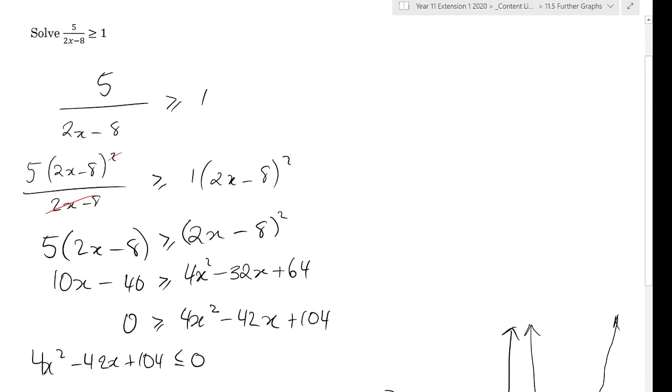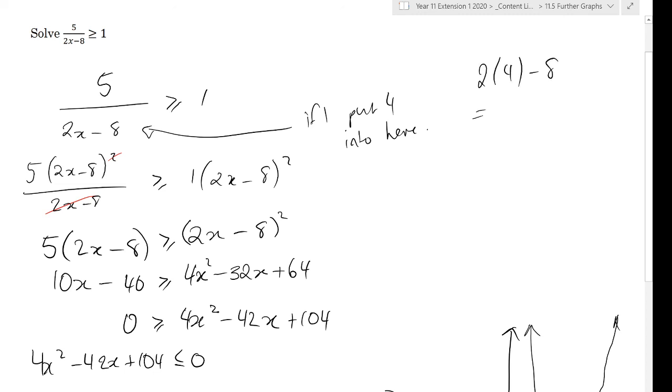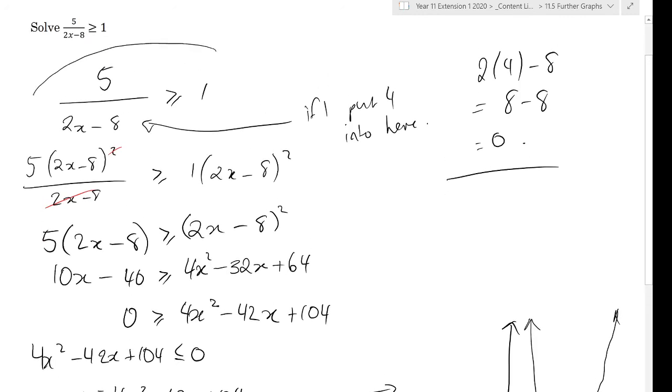If we go back up to our original function, what happens when I put 4 into here? I get 2 lots of 4 minus 8, which is 8 minus 8, which is equal to 0. Why can't I have an answer of 0 there? Because if I have an answer of 0, my expression becomes 5 over 0, which means it doesn't actually exist. There's no value there. So remember, this is the inequality that we're trying to find what values work for.